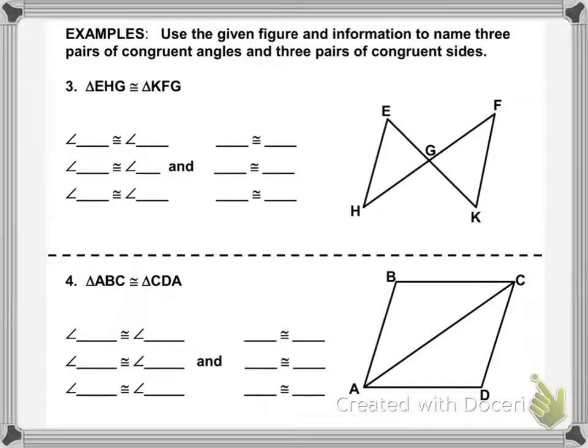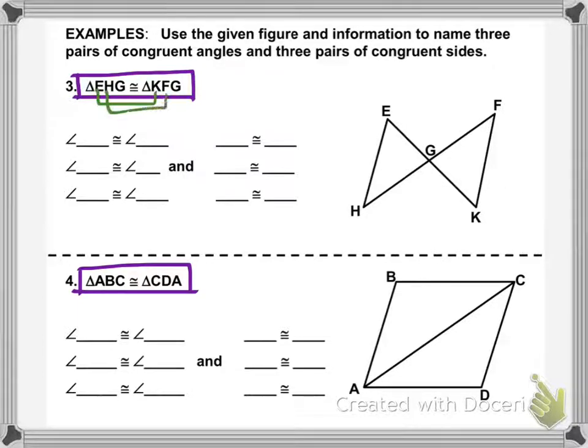So in these examples, we're going to use the congruent statement to name all the pairs of congruent angles and the pairs of congruent sides. So we've got two congruent statements. Let's look at the first one. E goes with K, H goes with F, and G goes with G. So we're going to use that to help us.